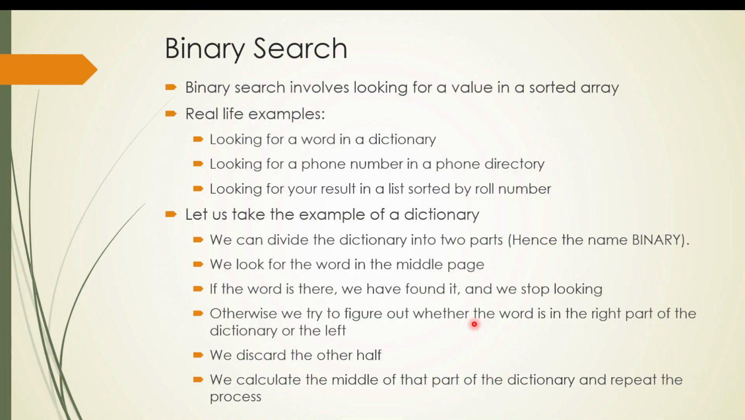If a dictionary contains 1000 pages and I am looking for a word on page number 500, on the first search I can discard 500 pages on the left hand side. So I don't have to look at 500 pages now. I now have to look at only the 500 pages on the right hand side. Now we calculate the middle of the rest of the part. So out of the 500, I will go to page number 750 and figure out whether my word is there.